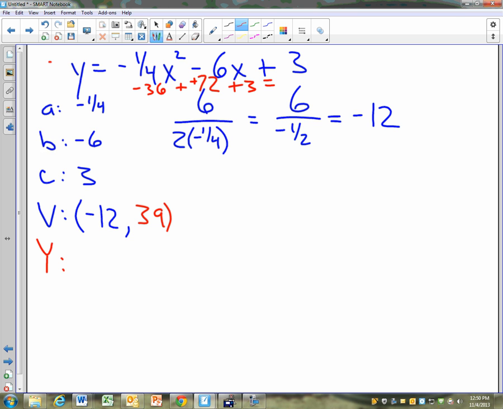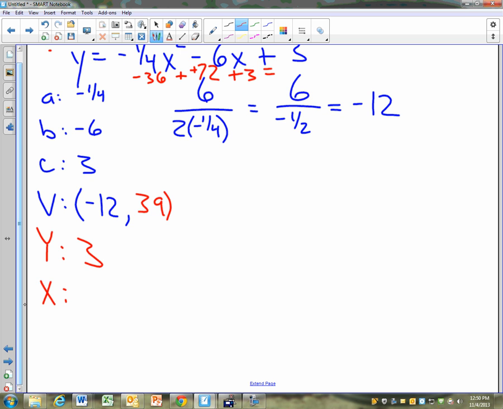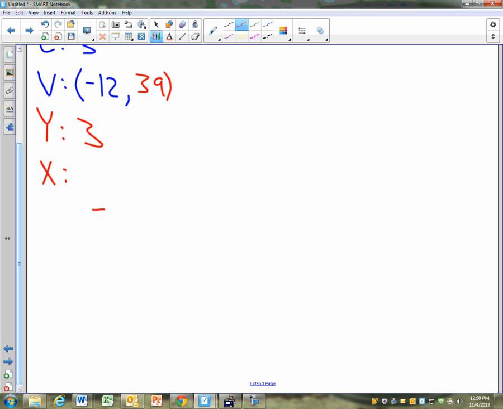What's the y-intercept? C, which has a value of 3. To find the x-intercept, I take the equation and set it equal to 0. So I have negative 1/4 x squared minus 6x plus 3 is equal to 0. Do you think that that thing factors? No, it does not. And if it doesn't factor, you either have to complete the square or use the quadratic formula. I will not complete the square in these situations. I will always use the quadratic formula. So that's what I'm going to show you.